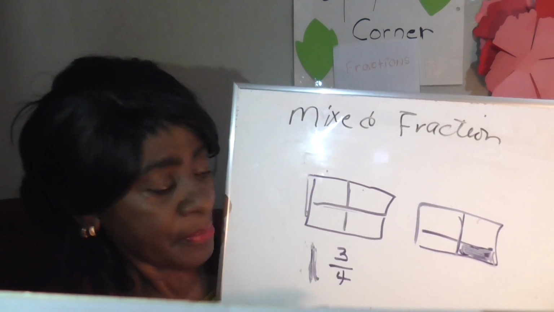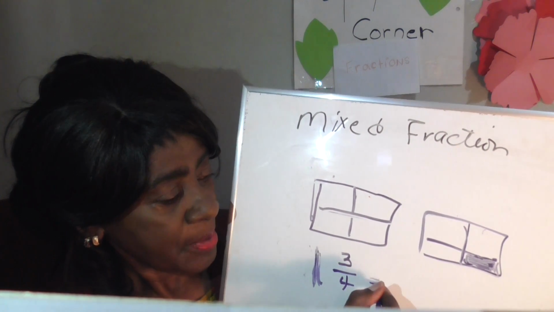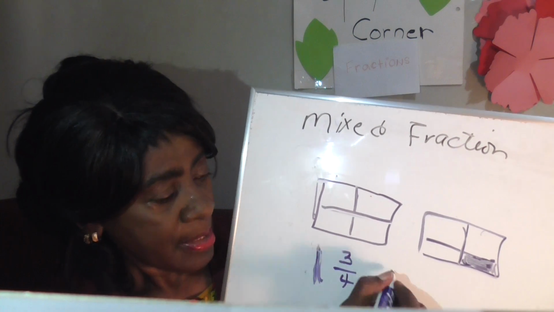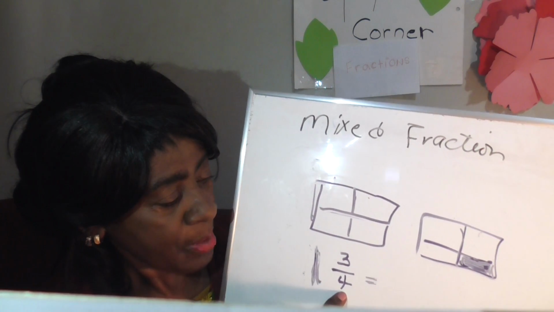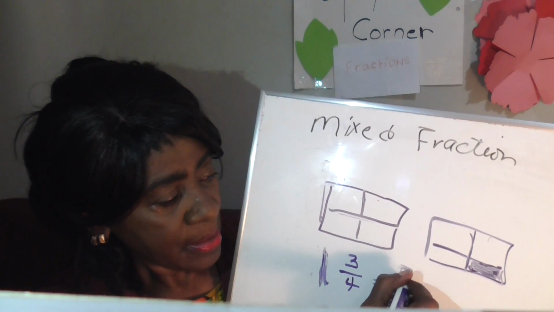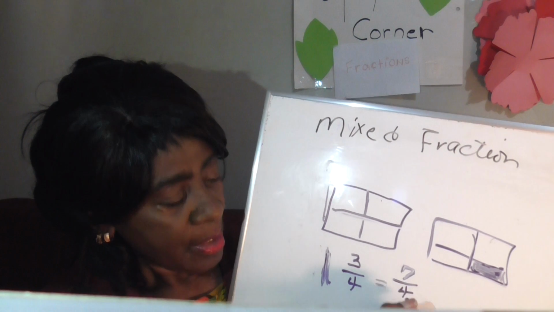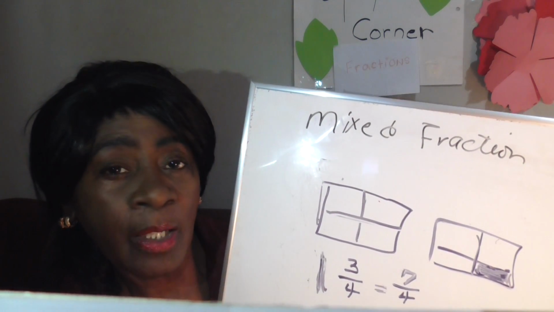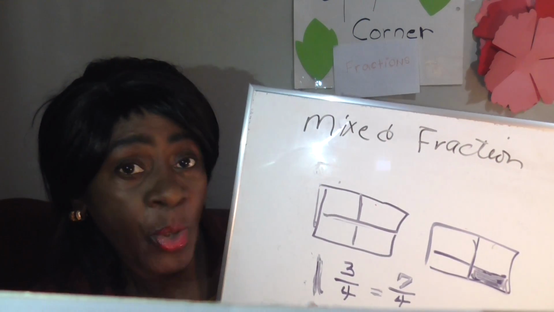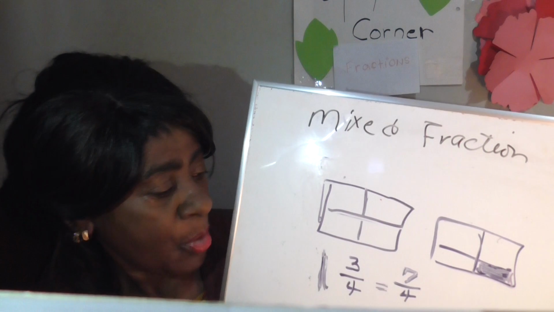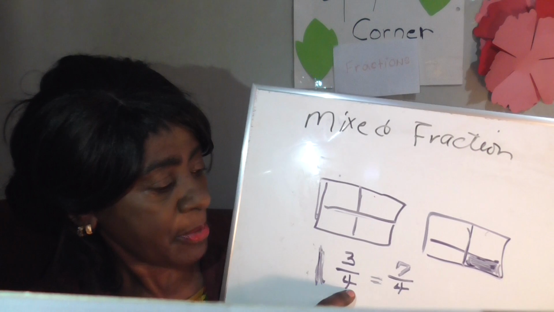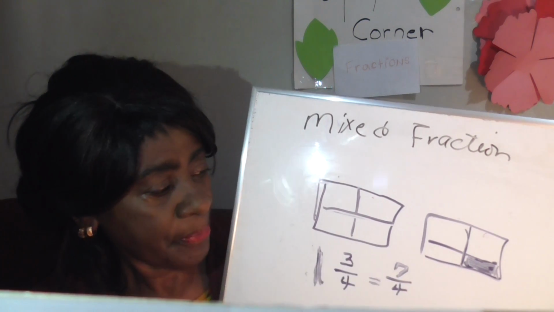This is a mixed fraction. So you're going to multiply, so it has the same value. 1 times 4, you're going to add 3. This will give you 7/4. Because when you are converting from a mixed fraction to an improper fraction, which is all fraction, you're going to multiply the denominator and add the numerator. 1 times 4 is 4, plus 3 is 7.